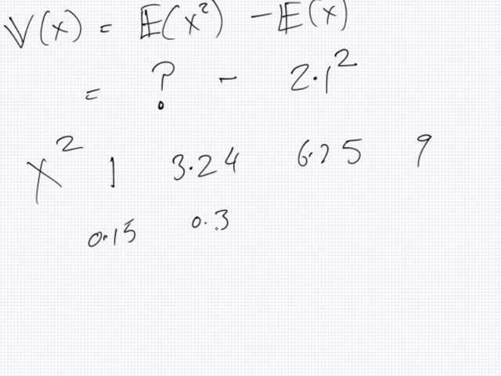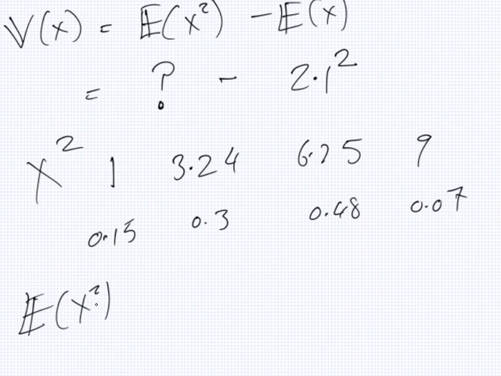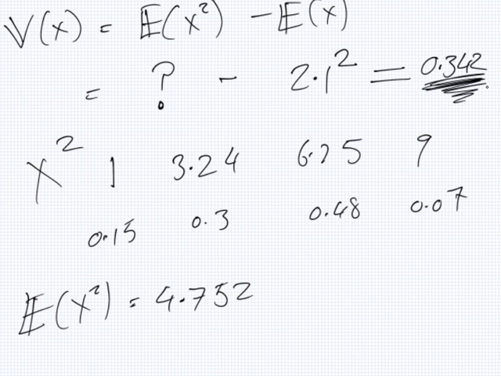0.15, 0.3, 0.48 and 0.07. So the expected value of x squared is the x squared multiplied by their probability. So 0.15 plus 0.3 times 3.24 plus 0.48 times 6.25 plus 9 times 0.07. I got 4.752. So this answer now I can get: 0.342 is the answer.